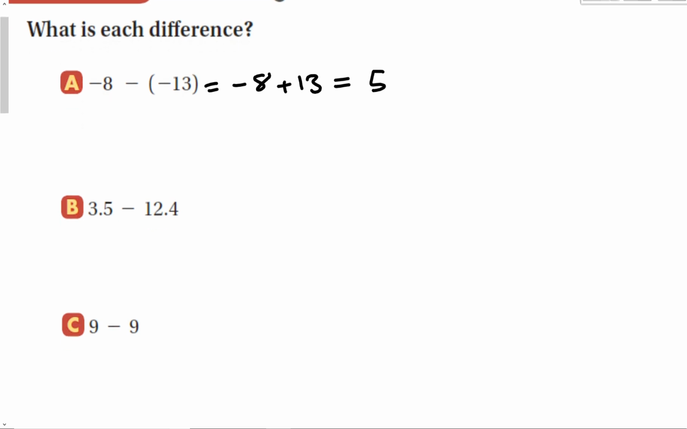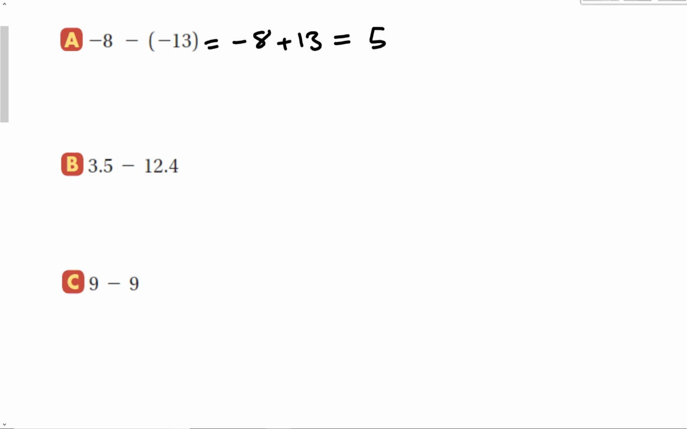Same with decimals. It doesn't matter that we have decimals. We're still going to use the same idea: 3.5 minus 12.4. We're going to add the opposite. The opposite of 12.4 is a negative 12.4. And when I add these, we get a negative 8.9 since the negative 12.4 is bigger than the positive 3.5.